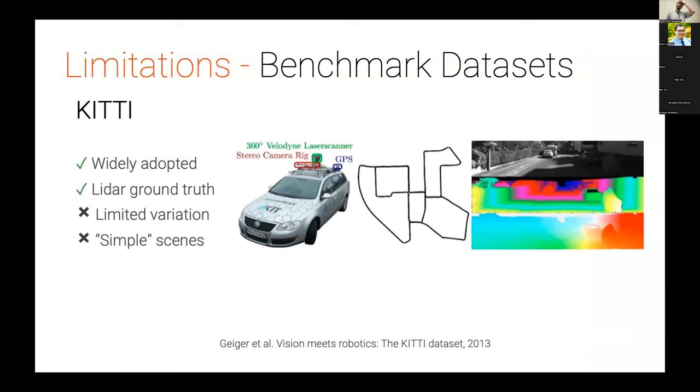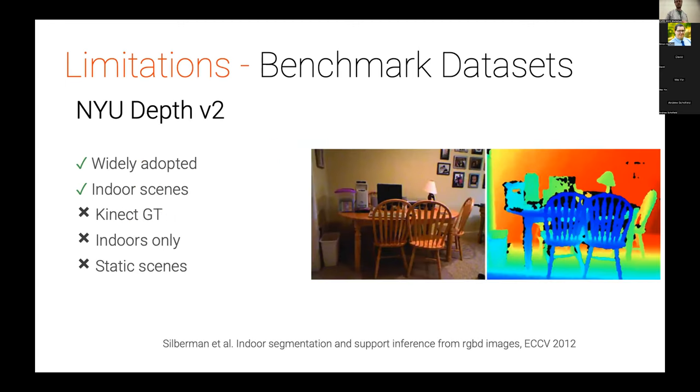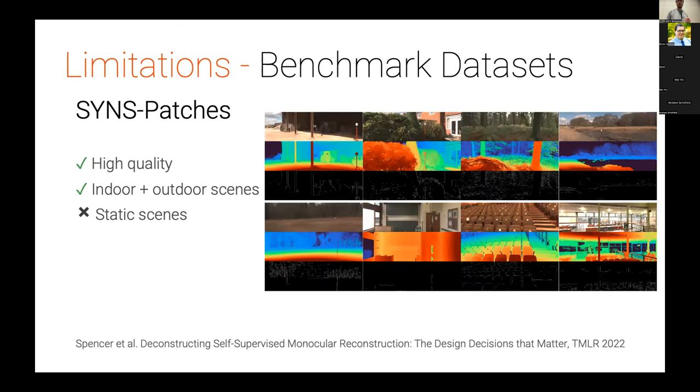Okay, so some of the obvious limitations that I think many of you will agree with are the benchmark data sets that we have. We have data sets like KITTI, which are fantastic, and they've served an amazing purpose for what they allowed us to achieve. But they have problems: simple scenes, limited variation, and so on. There's things like NYU Depth V2, which is great because it's indoors. But again, the quality of the depth is not great, and the images are not particularly great quality.